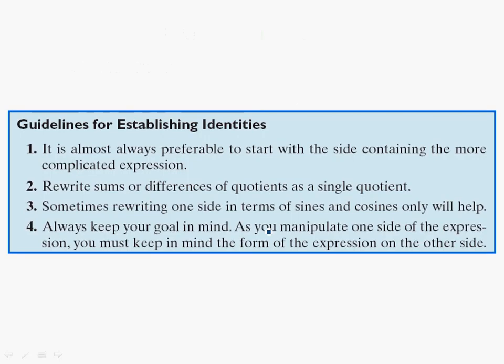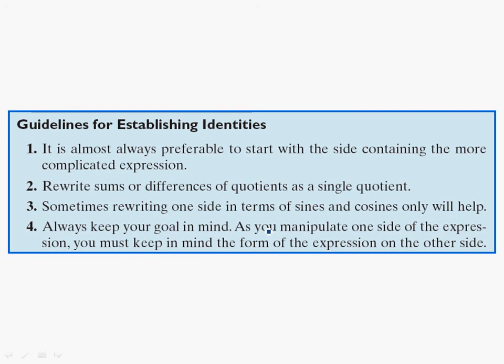So the last slide is just general guidelines, and I've sort of hinted at these. Start on the more complicated side, and rewrite sums or differences of quotients as single quotients. That's the thing when I said you got a fraction and a fraction, make it into one fraction. Writing in terms of sines and cosines often helps. And obviously you need to keep in mind where you're trying to get to. The main idea is that you should work on one side of the equation only. So don't cross multiply. That's a no-no when you do these things.